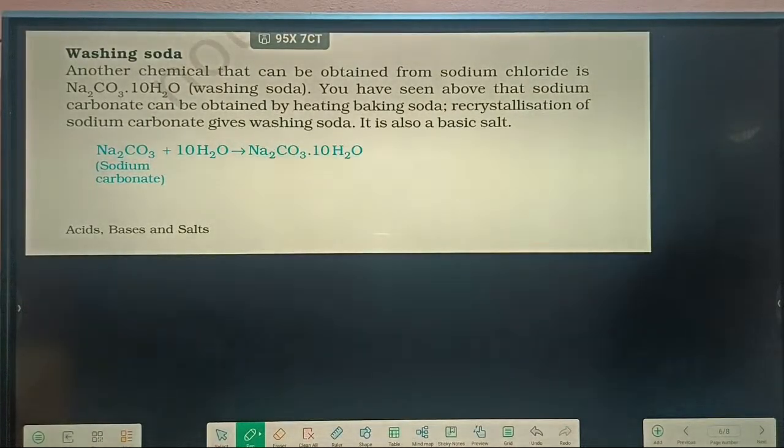pH of caustic soda. pH of caustic soda. pH of POP.